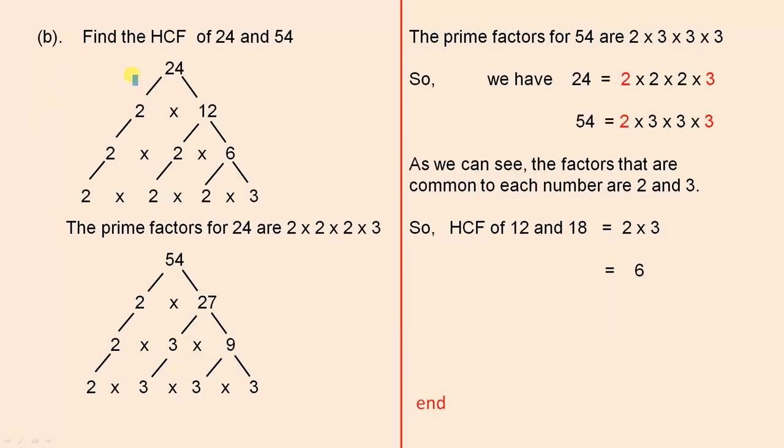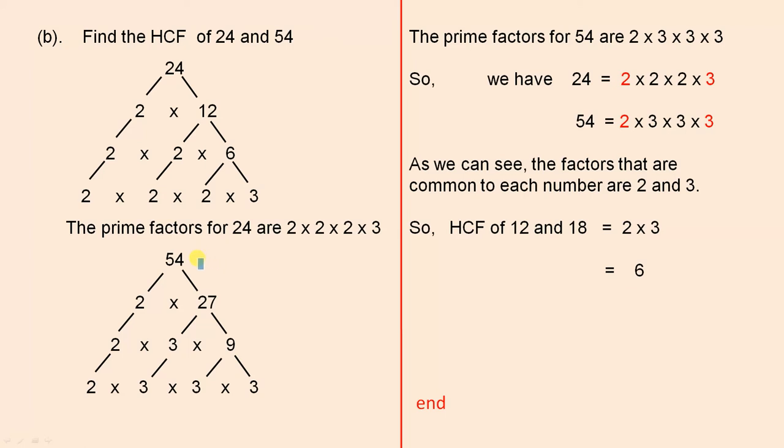The next example, find the HCF of 24 and 54. For 24, we have 2 times 12. We bring the 2 down here. For 12, we have 2 times 6. We bring down that 2 and that 2. And for 6, we have 2 times 3. So the prime factors for 24 are those numbers there, which are exactly the same as those.